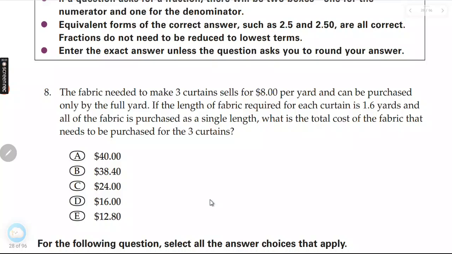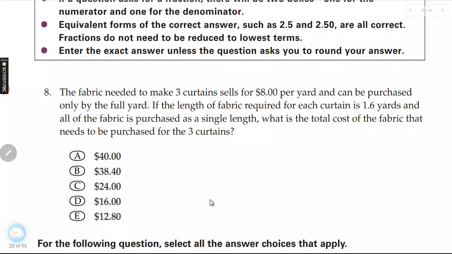Only by the full yard. Okay? That is B. Just tell me how you arrived at B. Okay, so we are recognizing what is needed for each curtain, which is 1.6, times that by 3 curtains, which is 4.8. So 4.8 is the total number of yards that we need, and we know that the yards can only be sold in full, so they cannot sell 4 point something. They cannot give us a quarter, that's the 0.8. So we must buy 5 yards of 4.8, which is the full length.